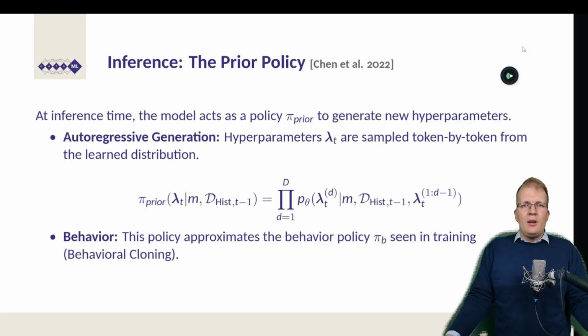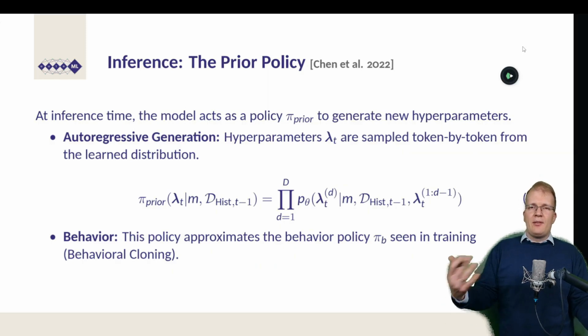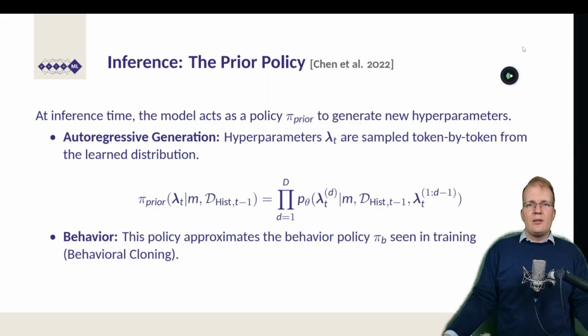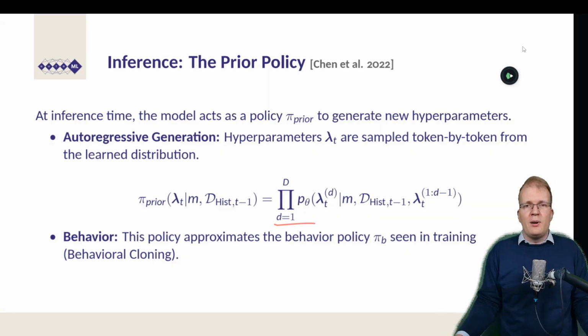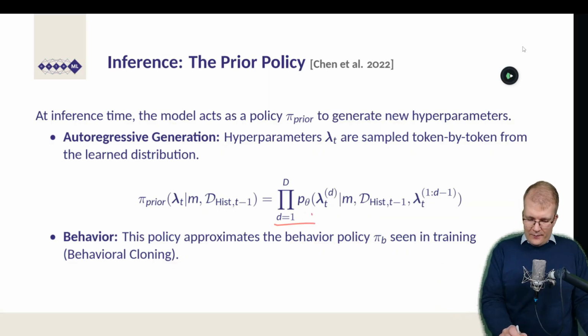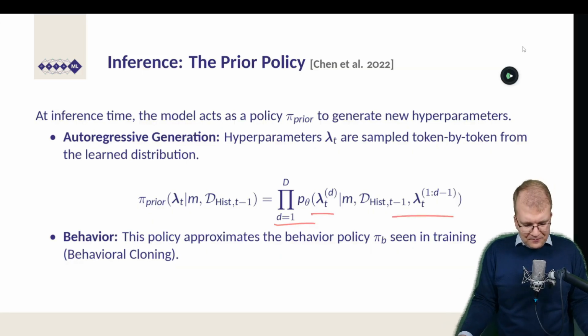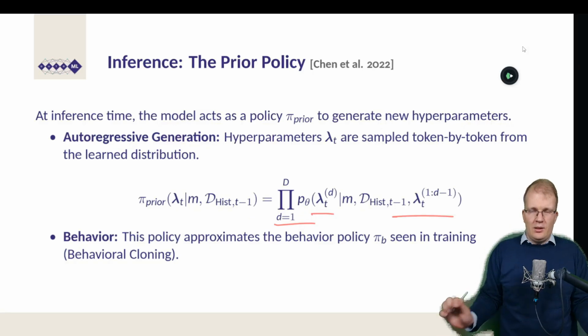At inference, the model acts as a policy prior to generate new hyperparameters. So it's an autoregressive generation. Hyperparameters lambda t, so the d's hyperparameter at iteration t, are sampled token by token from the learned distribution, which is then multiplying all these probabilities for the d's hyperparameter in iteration t, given everything we have seen before. So this is the policy that approximates the behavior policy seen in training. So it's behavior cloning that we're doing here.